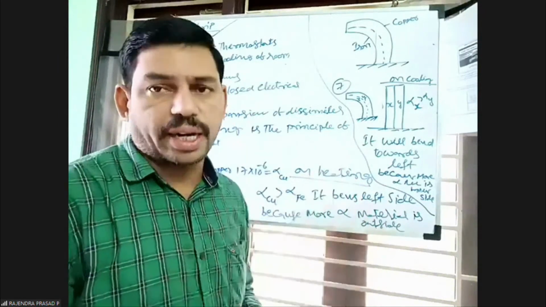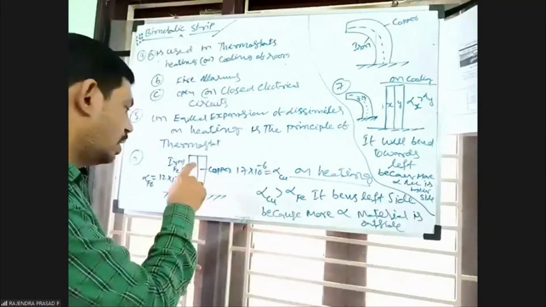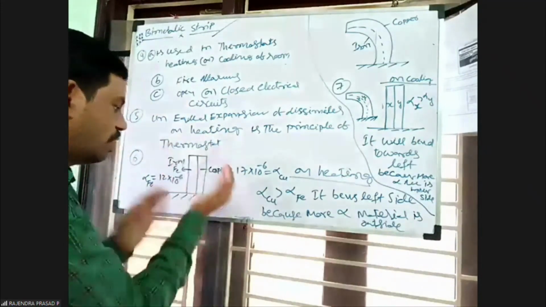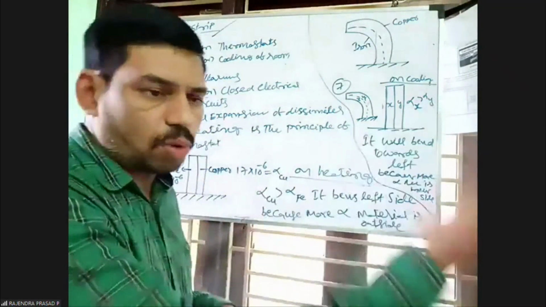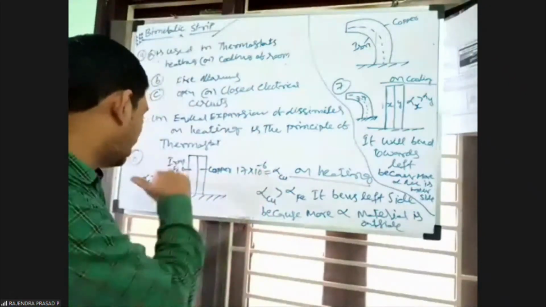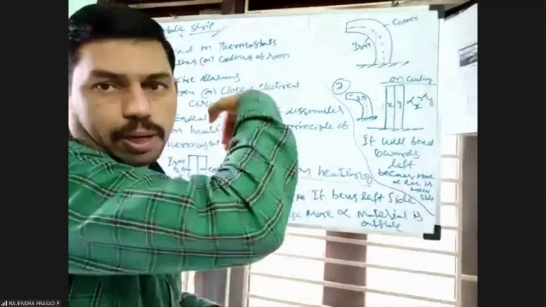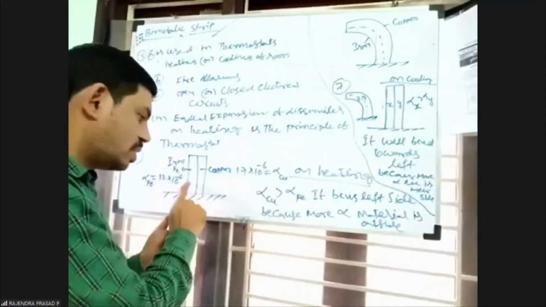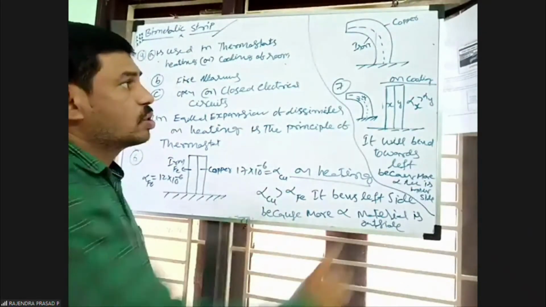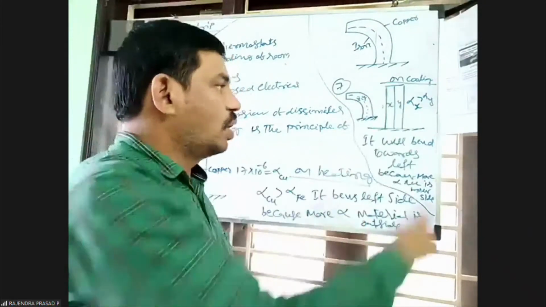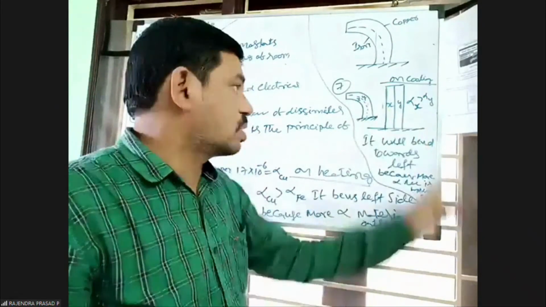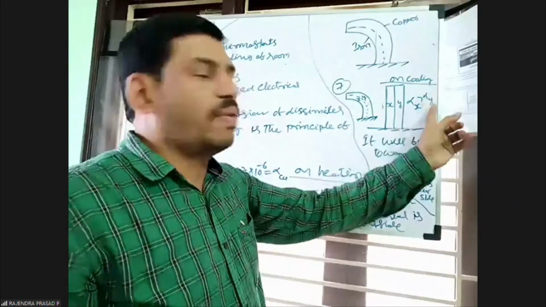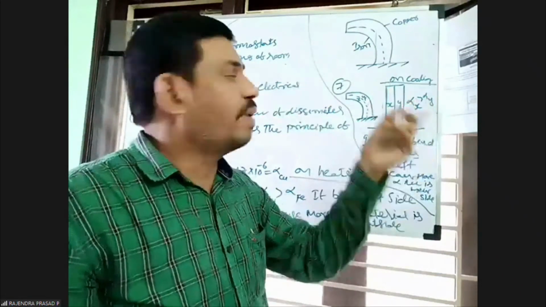on heating, the bimetal strip bends towards the left side, because copper has more linear expansion than iron. So the more expanding material is on the outside, the convex side, so it bends to the left. The same applies on cooling. On cooling, we observe first which value is more: alpha x is more, alpha y is more.